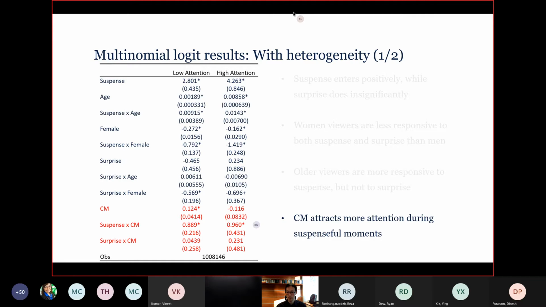In terms of commercial, this is again interesting. Commercial increases low-level attention, but not high-level attention. And also in terms of interactions, we find that during a suspenseful moment, the commercial impact for both levels of attention, low level and high level, is increased. So if advertisers have a commercial during a suspenseful moment, they get more eyeballs.